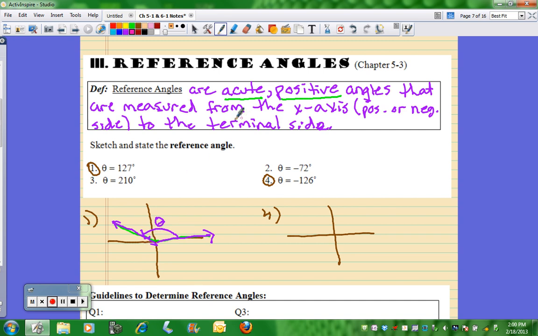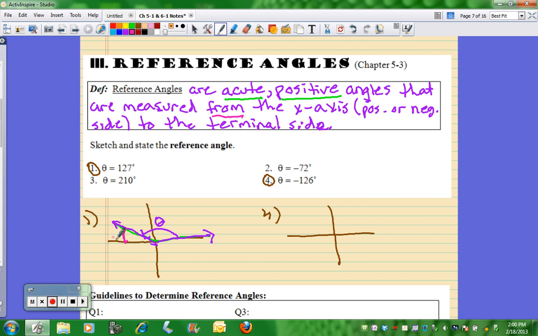We need to measure it from the x-axis on either the positive or negative side. So if we come from the positive side to the terminal, we're never going to get an acute angle. So we have to measure it from here. So we're going to go this angle right here. And don't really fuss about which direction it's going, because it's really the absolute value of it. So keep that in mind. It's really the absolute value. I just don't write that in there.